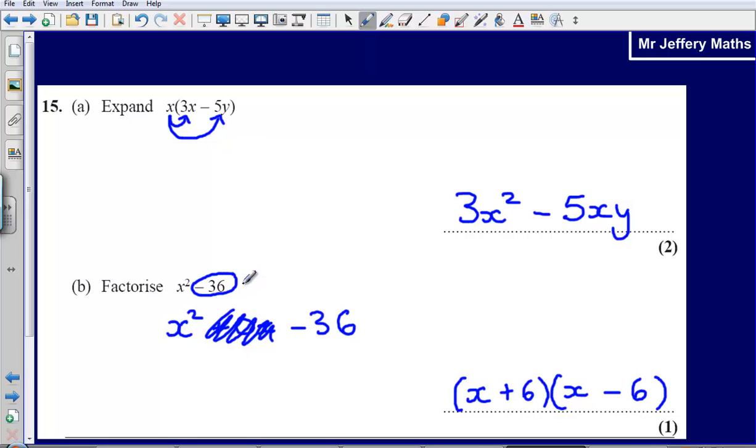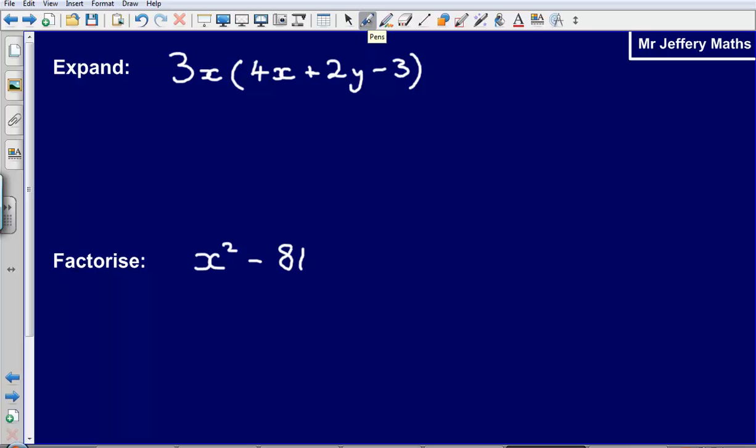As I said, the key indicator is that you see x squared followed by a negative square number. Then you know, hold on a minute, it's come from double brackets. So if you got that question wrong, what I suggest you do is you pause the video now, attempt these two questions, and then press play to see the solutions.